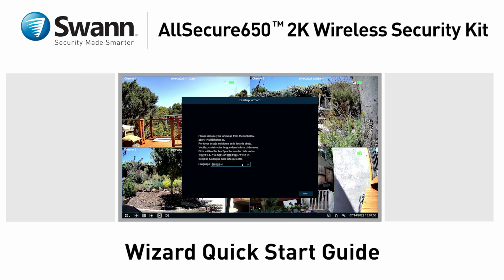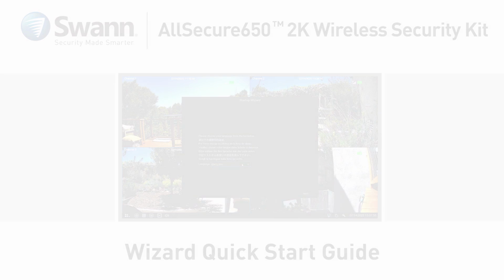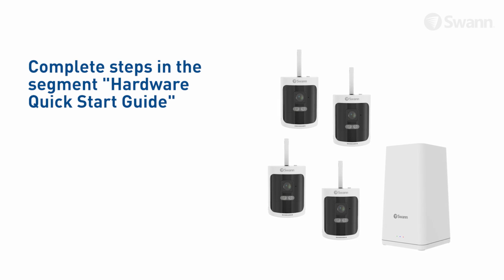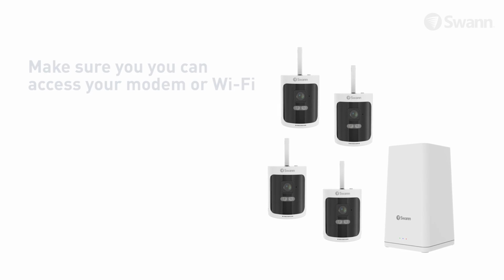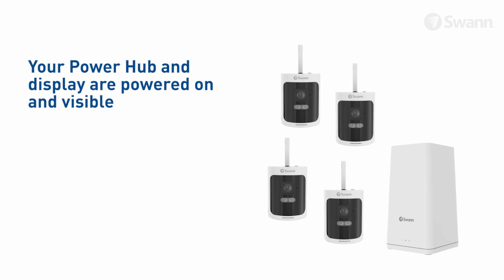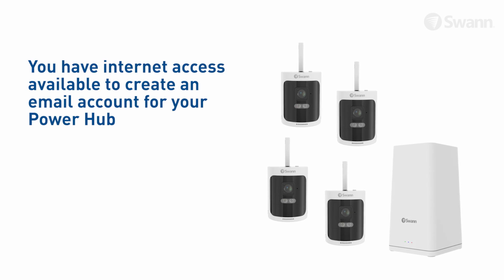This video will walk you through the Startup Wizard Quick Start Guide. Before you begin, ensure that you've completed the steps outlined in the previous segment, Hardware Quick Start Guide. You can access your modem or Wi-Fi. Your power hub is connected to a display, and both are powered on and visible. You have internet access available to create an email account for your power hub.